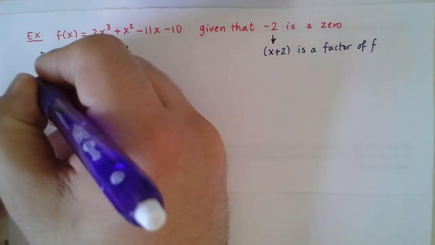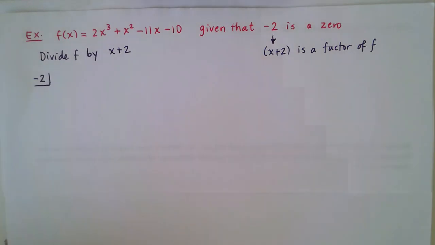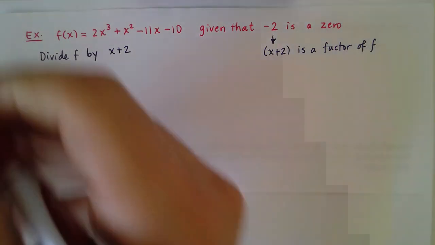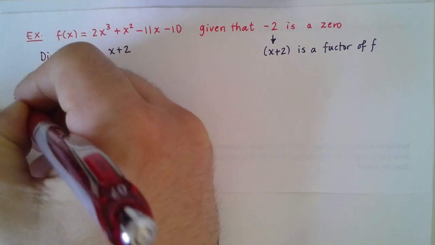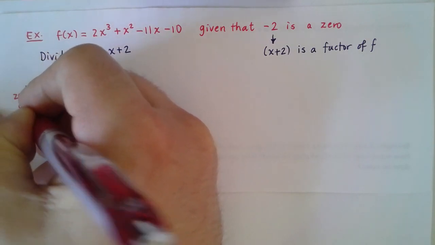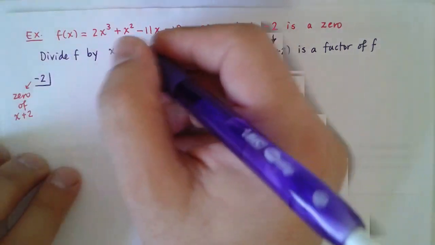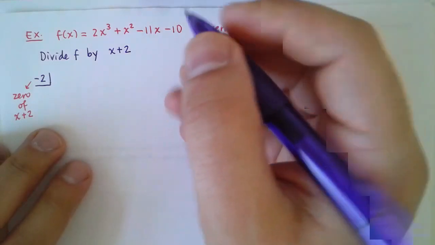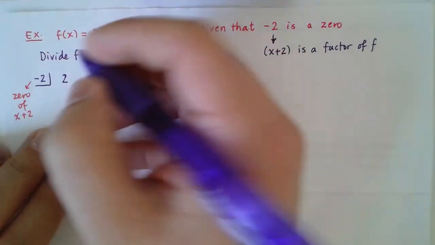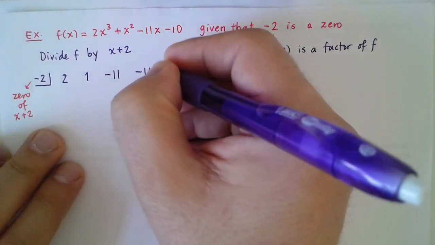So remember synthetic division, I put negative 2 in the left corner, which is simply the 0 of the divisor, which is x plus 2. And then you write down the coefficients of f for each term, but if there's a missing term, you insert 0. So it's going to be 2, and then 1, and then negative 11, and then negative 10.